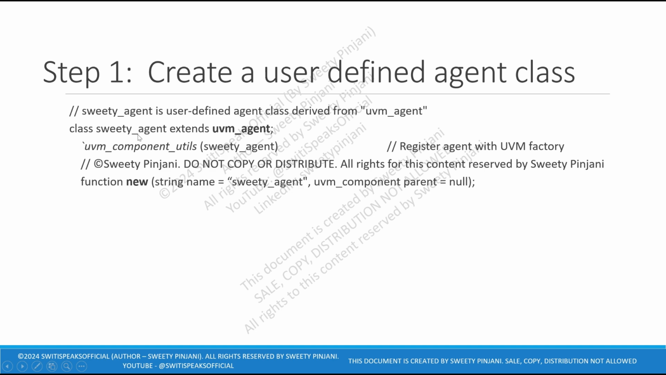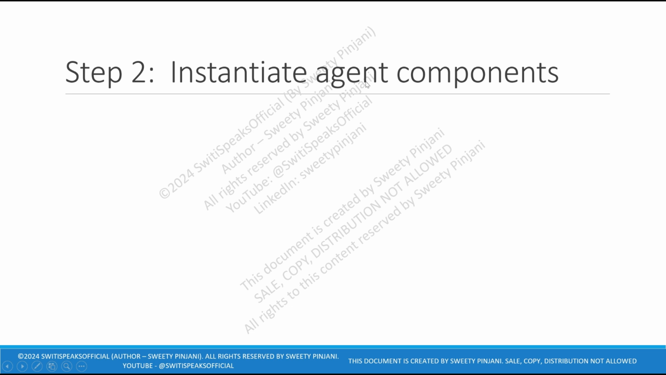Since your agent is a component, the constructor new takes two arguments. One is the name, which is Sweetie_agent, and then your parent. Then you will call the new method of your uvm_agent class by calling super.new, and you will pass two arguments, name and parent. Because your agent is a component, that's why we need to pass these two arguments. That's your constructor new. This is how you will create a user defined agent class. Simple.